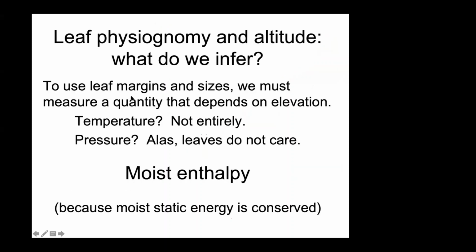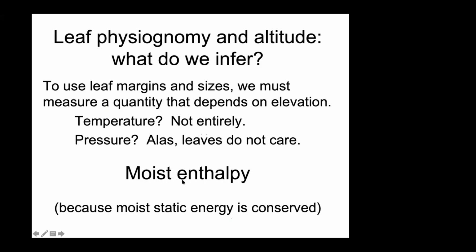They can do better, though. One of the problems with this method is temperature is a risky quantity to measure. So leaf physiognomy, this is the shapes and sizes of leaves, and altitude. You can use the leaf margins and sizes, but you have to measure something that depends on elevation and temperature. Temperature depends on height in the atmosphere, but it's not a good measure of temperature at the surface as you wander around the surface of the Earth. So temperature is not really what you want. It's not bad, but that's not so good. Pressure would be better, but leaves don't care about it.